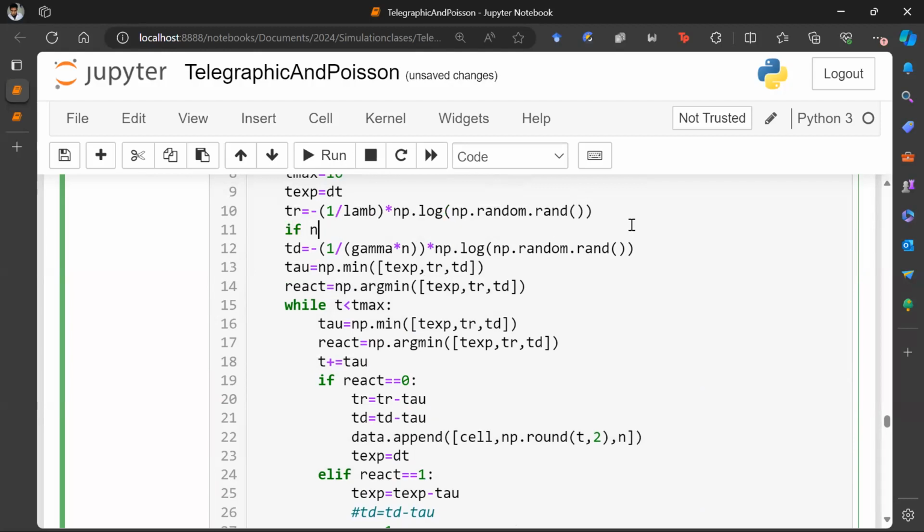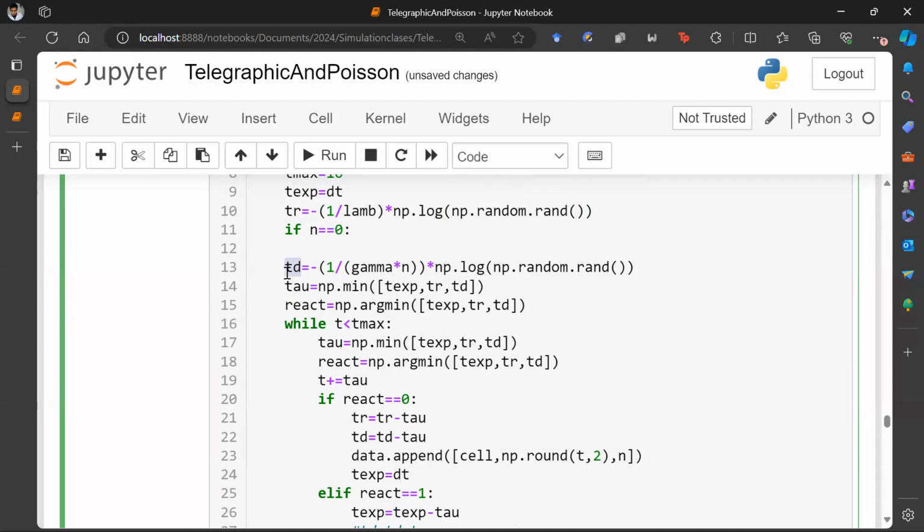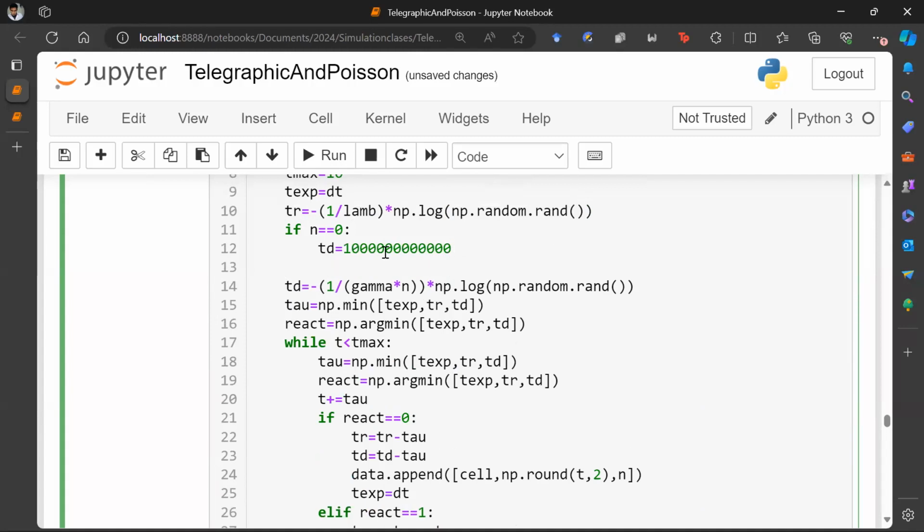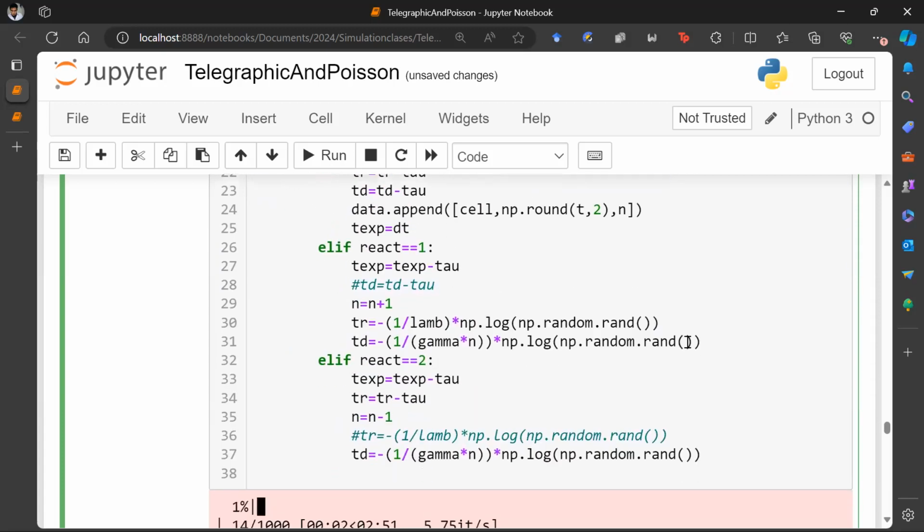So what I usually do is, if n is equal to 0, I say that this guy is infinite, because it's very big and it will never happen. So in simulation, when you want to say that something is infinite, you just add an infinity sign or you give it a very big number. Else, use this guy. So we can use this condition when the number is 0.